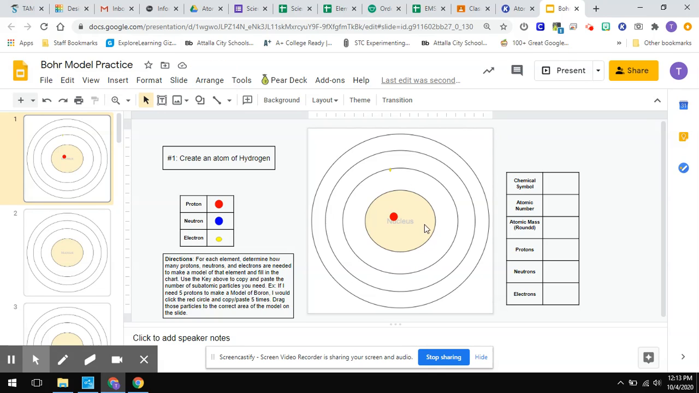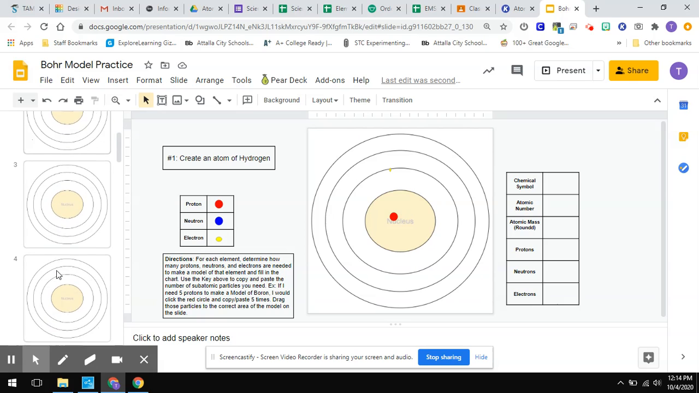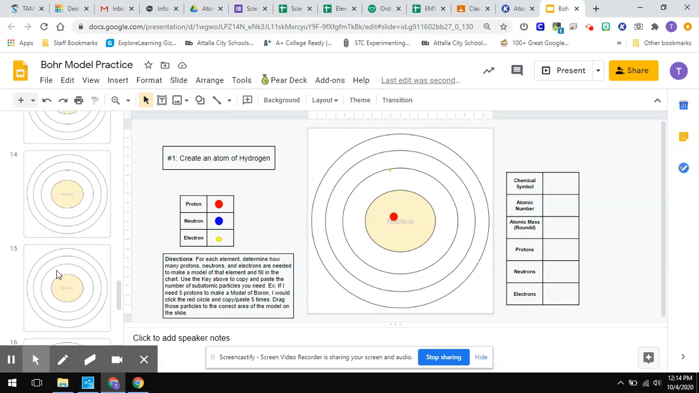But hydrogen in its natural form doesn't even have a neutron because its atomic number is 1 and its atomic mass is 1. So 1 proton, 1 electron, but then when you say atomic mass minus atomic number, 1 minus 1 is 0, so it doesn't have a neutron. So what you'll do is continue on. You'll also need to fill this information out over here. Like hydrogen's symbol would be H, its atomic number would be 1, its atomic mass rounded would be 1, its protons would be 1, its neutrons would be 0, and its electrons would be 1. So you'll just continue that for all 18 of those atoms.